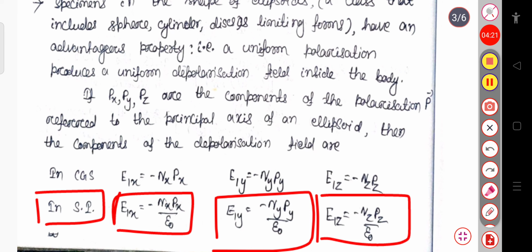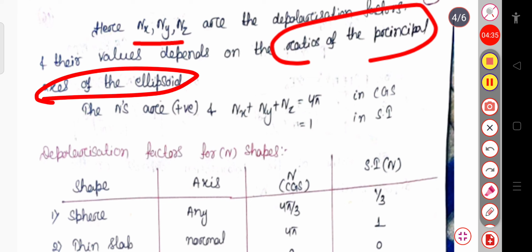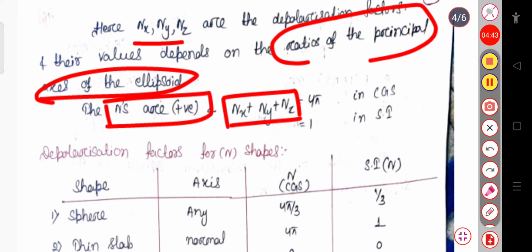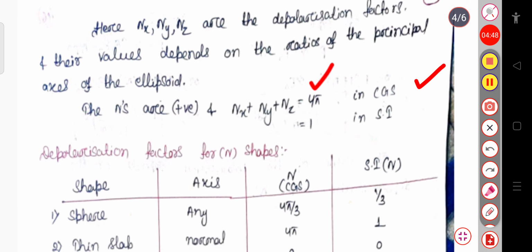Here nx, ny, nz are called the depolarization factors, and their values depend on the ratio of the principal axes of the ellipsoid. These n values are positive. If you take the summation of nx, ny and nz, you will get 4 pi in CGS system, and nx plus ny plus nz will be equal to 1 in the case of SI system.